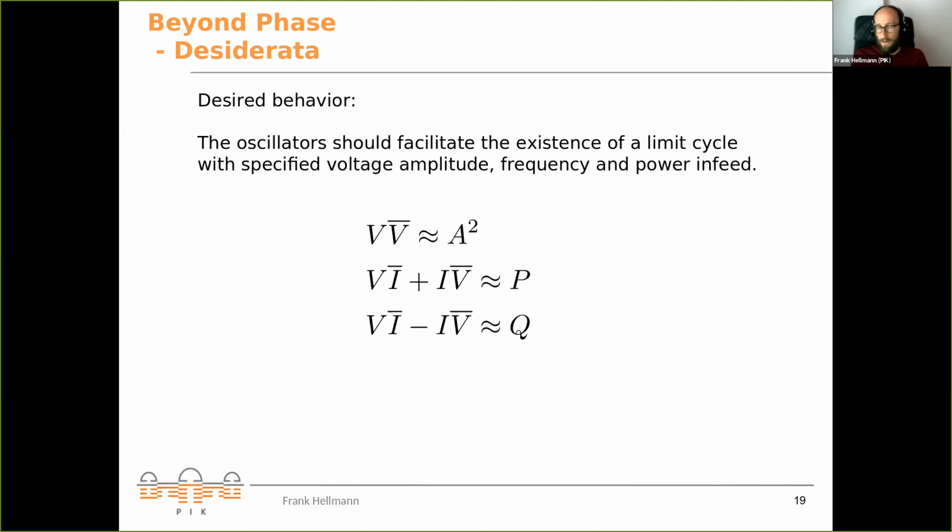Of course, V V-bar is just the amplitude squared of the sine curve. So we have the voltage amplitude as an invariant. But the other 2 quantities, the real part of V I-bar and the imaginary part of V I-bar, are the power and the reactive power that is injected or extracted at the node. So a well-designed, a well-built node will have these invariants close to a squared, p and q. This is something that this system is designed for.